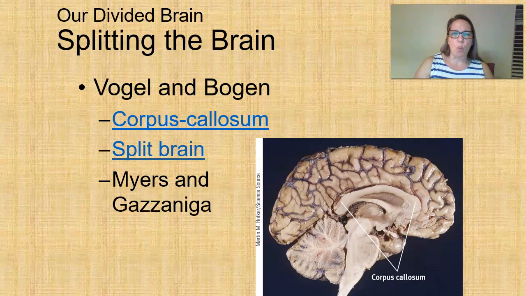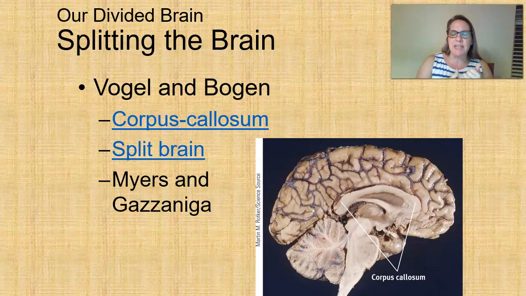All right, so what happens if that corpus callosum is damaged or is split for any reason? Vogel and Bogen were researchers that really looked into this concept of the split brain. They researched what the corpus callosum did for us, as far as making sure that messages are sent back and forth from the left hemisphere to the right hemisphere and vice versa. And then Myers and Gonzaga really looked at what would happen if we split that corpus callosum.